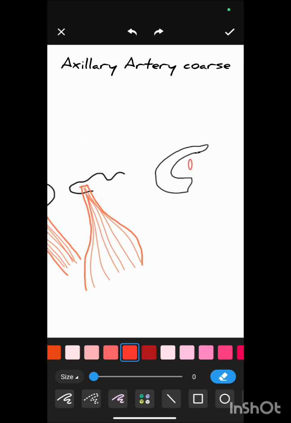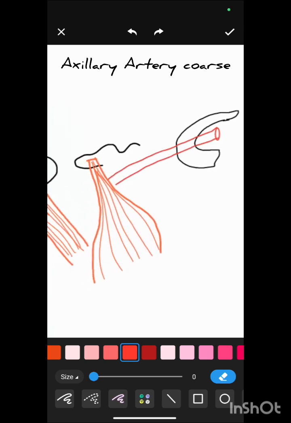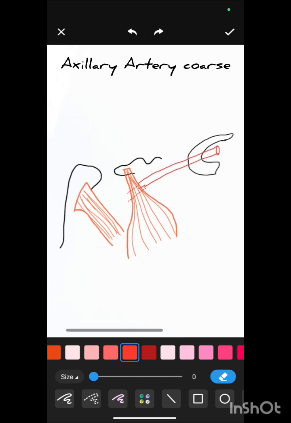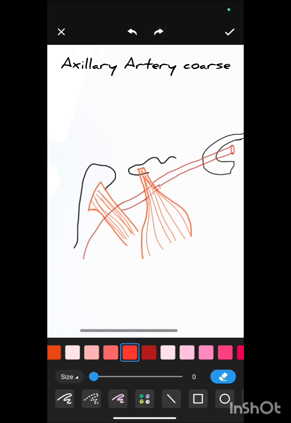From the first rib it starts, and here it is called the subclavian artery. And after passing up to here, up to the scapula, then it is called the axillary artery. It passes beneath the pectoralis major and onto the teres major. Beneath the pectoralis minor onto the teres major.